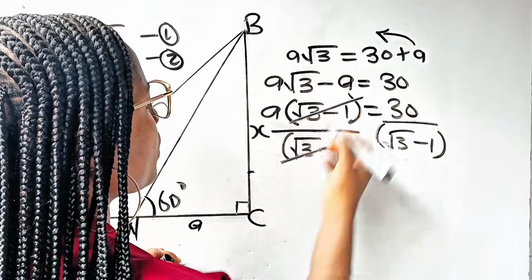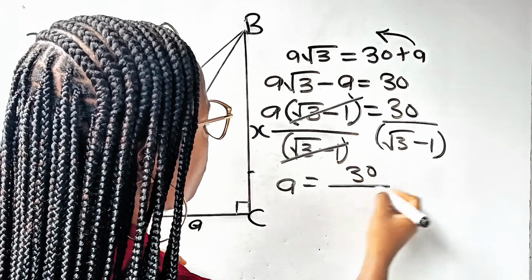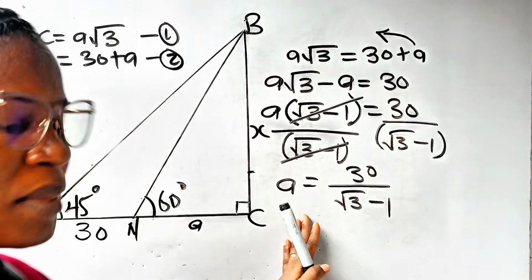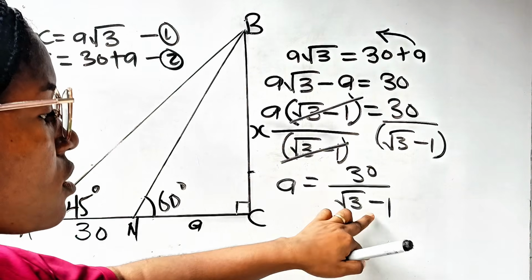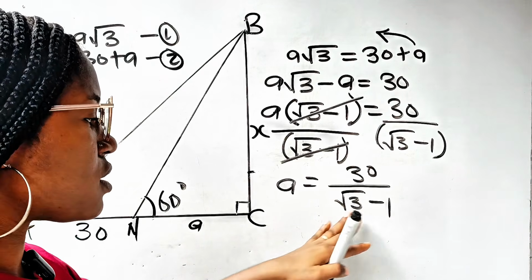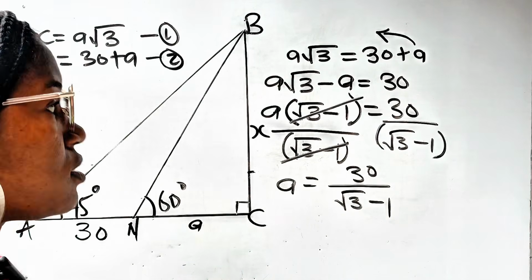Now, this will take away this. We now have that A is equal to 30 over root 3 minus 1. Now, recall that in mathematics, it is mathematically wrong for you to leave a surd as your denominator. Since our denominator is a surd, we need to rationalize it.